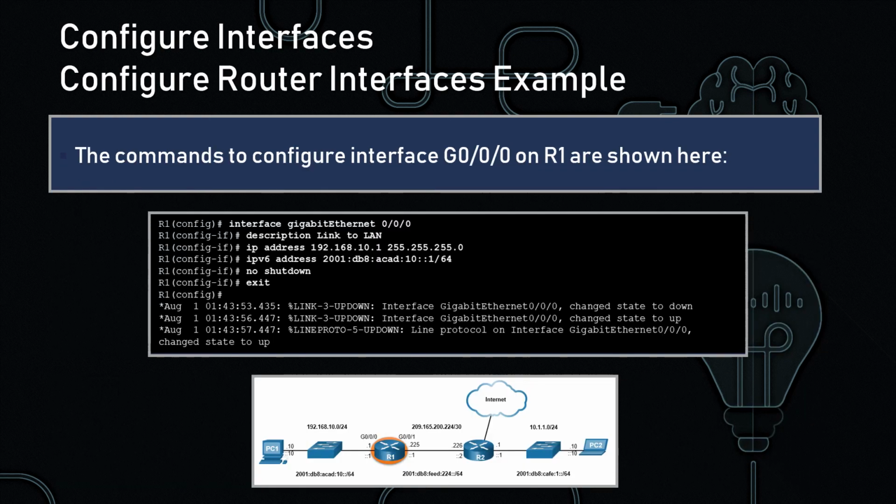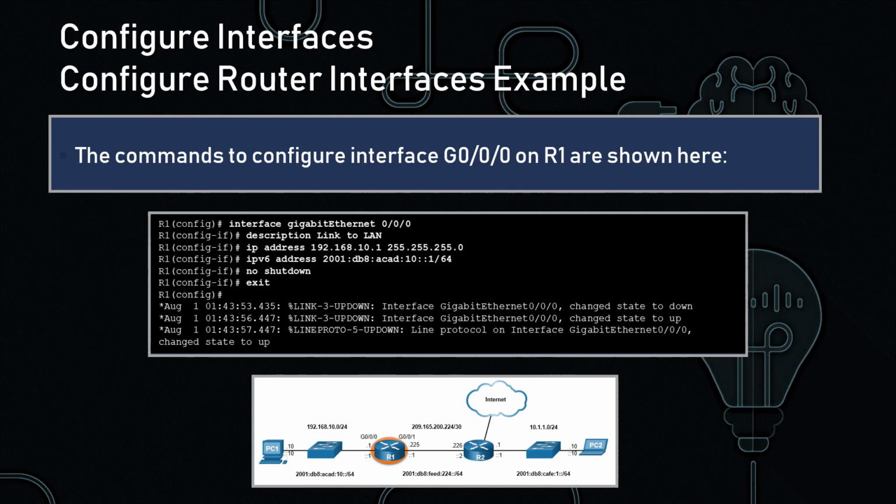So here we can see an example for G0/0/0 on router 1. We can see interface gigabit 0/0/0, description link to LAN. We've got our IP address with a 24-bit subnet mask, 255.255.255.0. Our IPv6 address, 2001:DB8:ACAD:10::1/64, and then no shutdown.